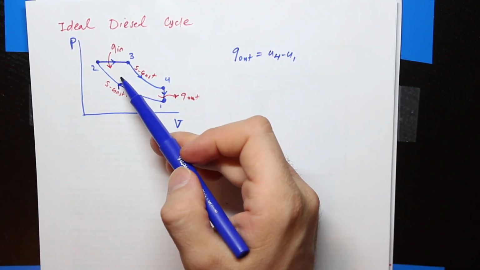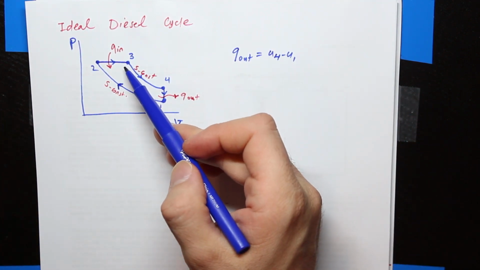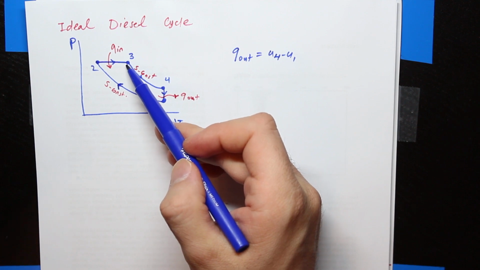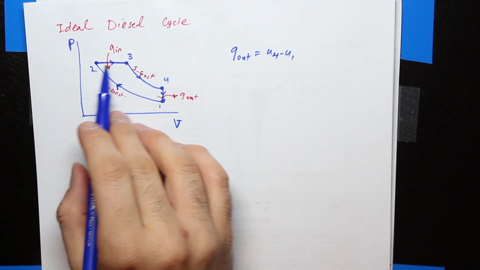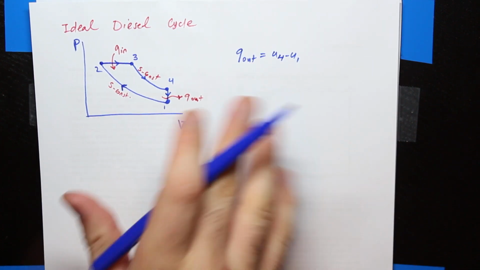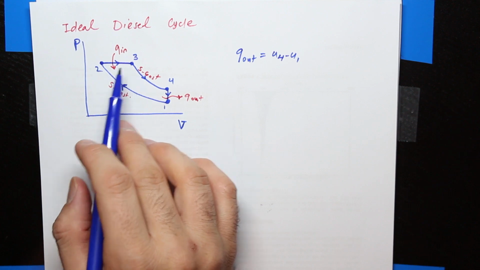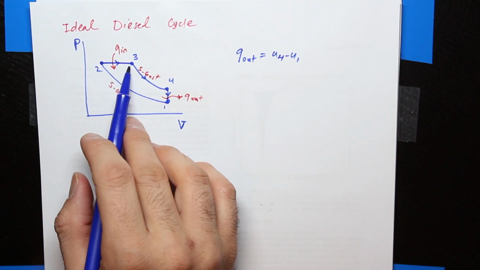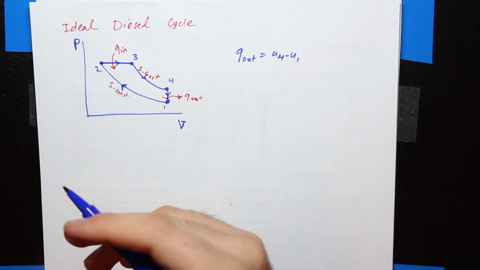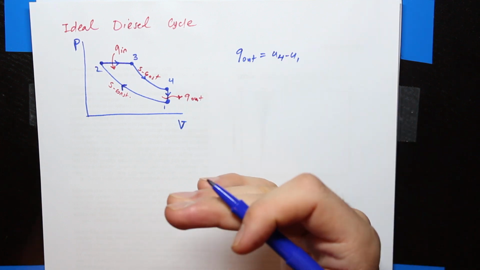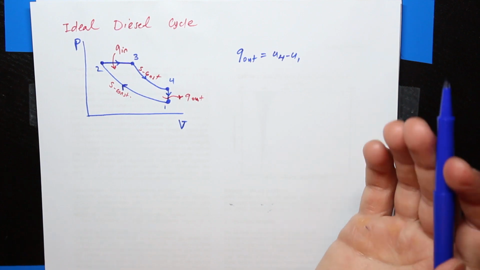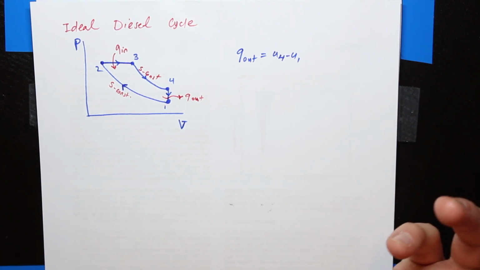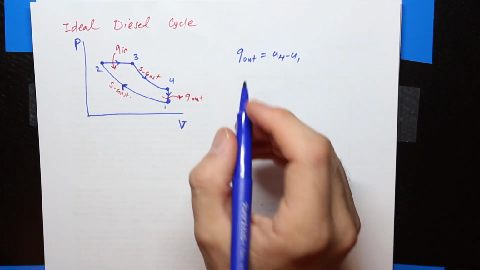The question is about Q in. Can I say that Q in is also U3 minus U2? The answer is no, I cannot say that because this is different to what we had back in the Otto cycle. Here, from 2 to 3, we have a change in volume. That change in volume causes boundary work. That boundary work on the left-hand side of the conservation of energy goes to the right-hand side and combines with U.